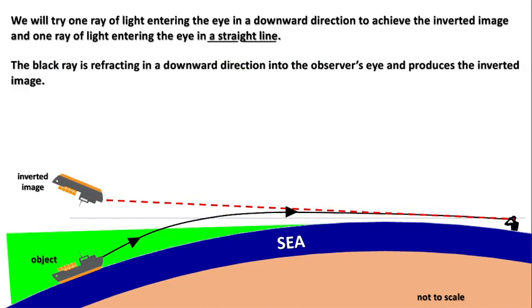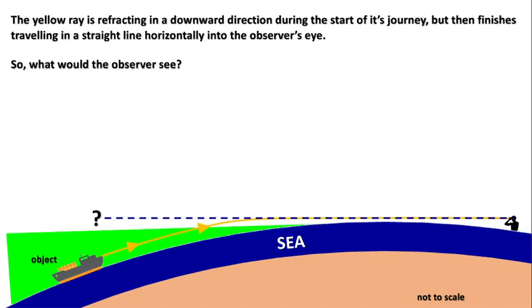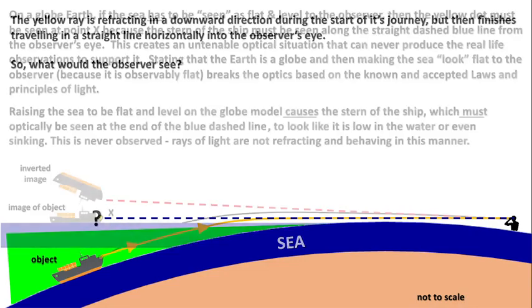We will try one ray of light entering the eye in a downward direction to achieve the inverted image and one ray of light entering the eye in a straight line. The black ray is refracting in a downward direction into the observer's eye and produces the inverted image. The yellow ray is refracting in a downward direction during the start of its journey, but then finishes traveling in a straight line horizontally into the observer's eye. So what would the observer see?